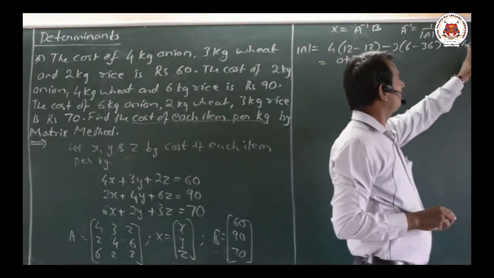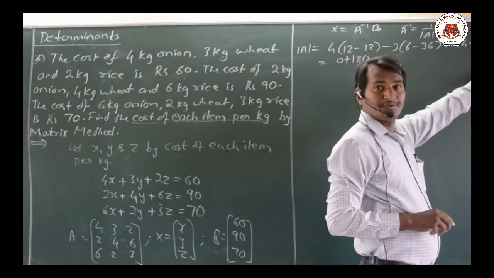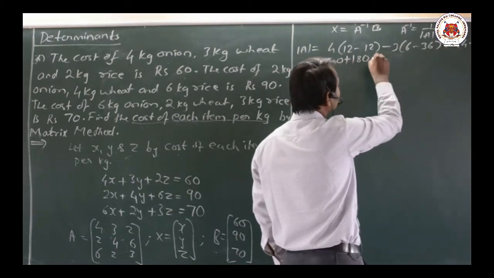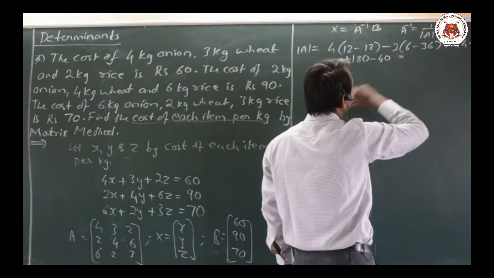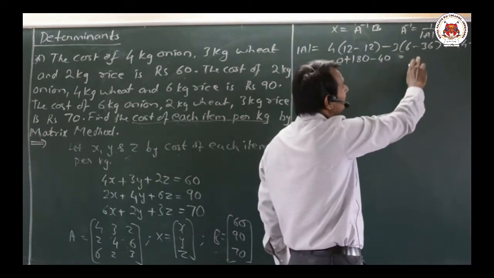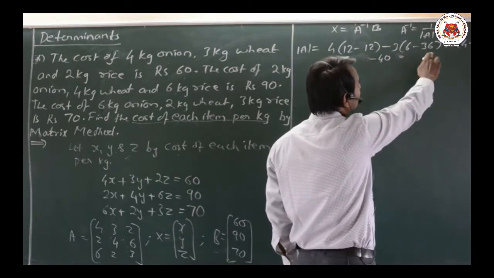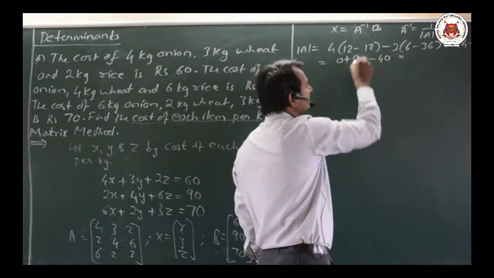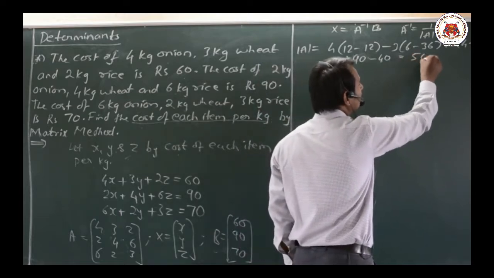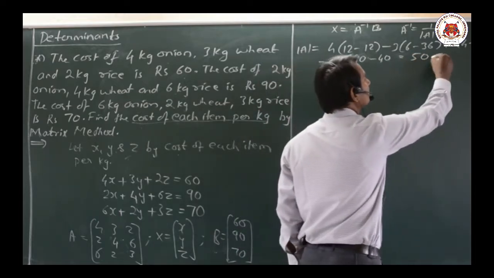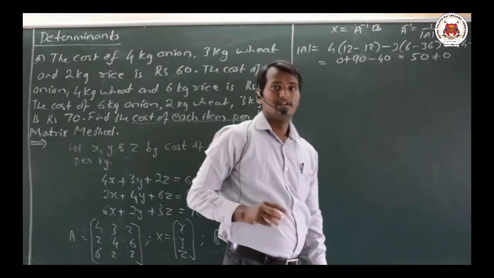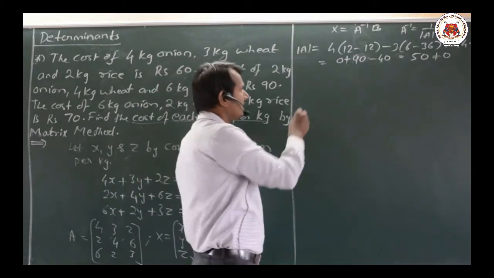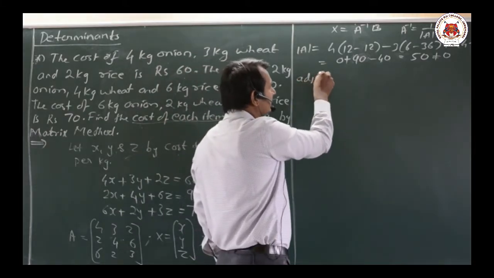Next, 2 into (4 minus 24), that is 2 into minus 20, which is minus 40. So 90 minus 40 is 50, and it is not equal to 0. That means it is invertible, and hence we can find the value of A inverse. Now for A inverse we require to find adjoint A.